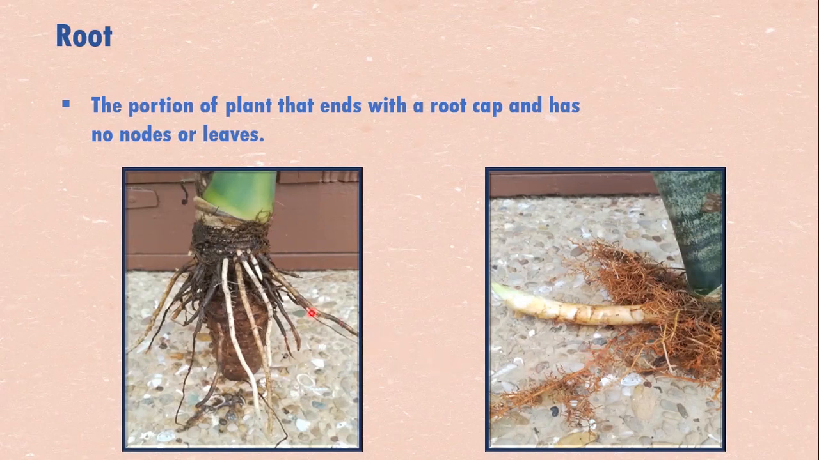We come to this one. This is an underground stem here. It's a corm. These are its nodes, not well seen. Here is a root. It doesn't have any node. It doesn't have any leaf. So that is simply what a root is.